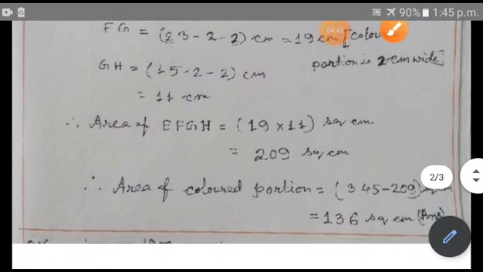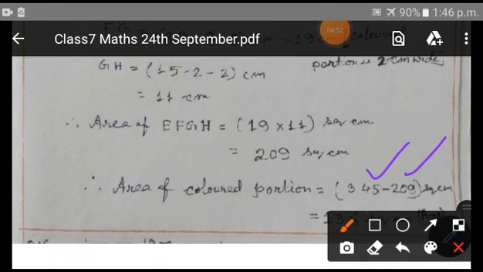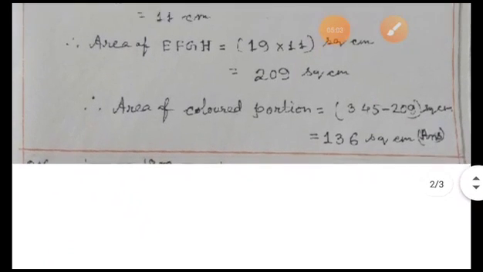So area of the colored portion will be using the same concept, that external rectangle minus internal rectangle, which is 345 minus 209 square centimeter, that is 136 square centimeter.